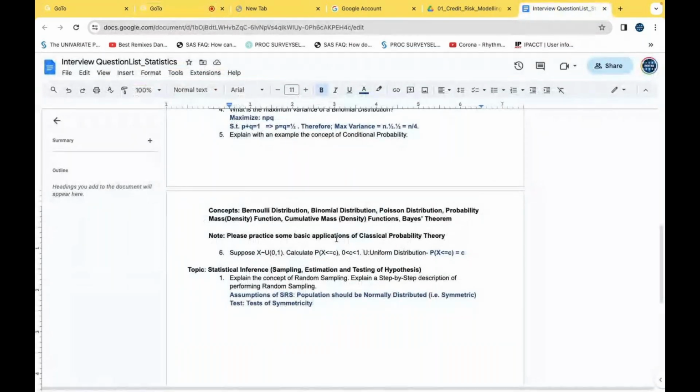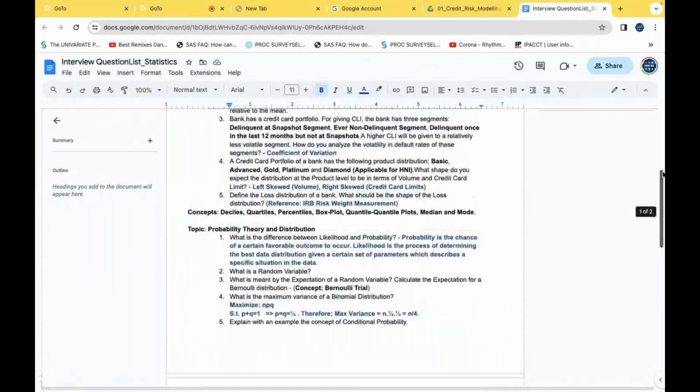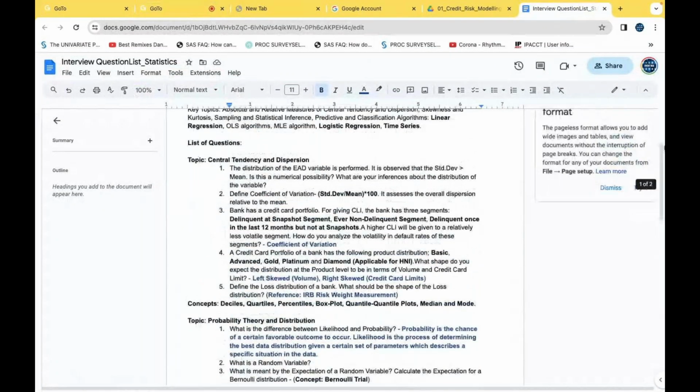So, the tests of symmetricity. Now what are the tests of symmetricity? The kind of tests of symmetricity are the ones that we have studied, or the kind of question that we have discussed for assessing or testing whether the population is normally distributed or not.